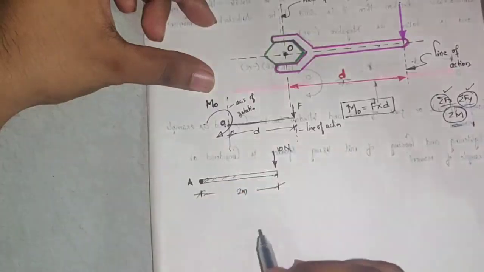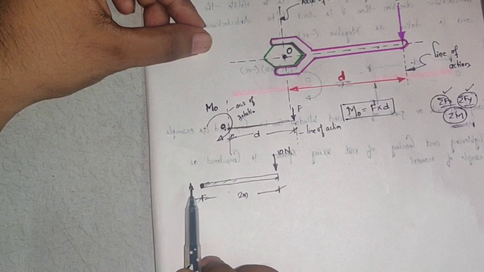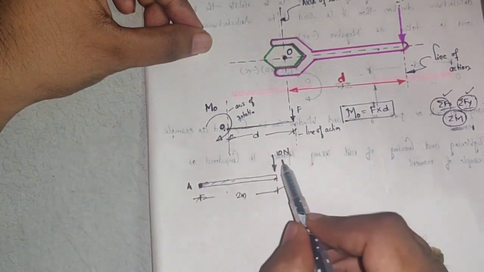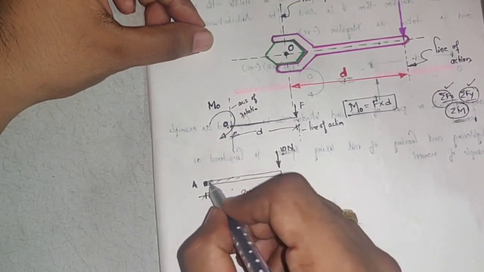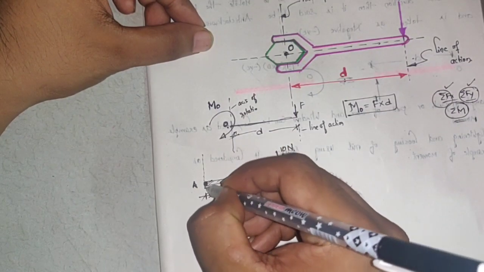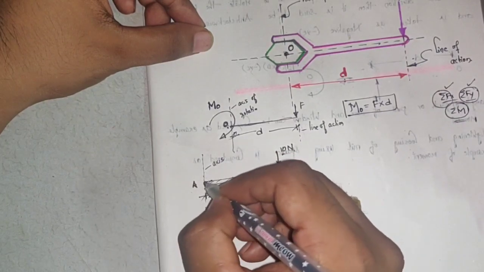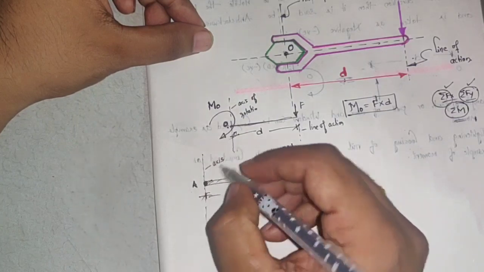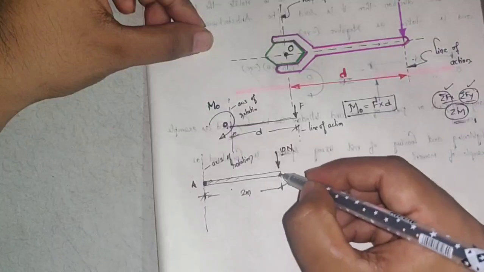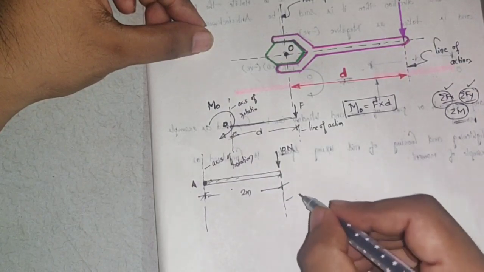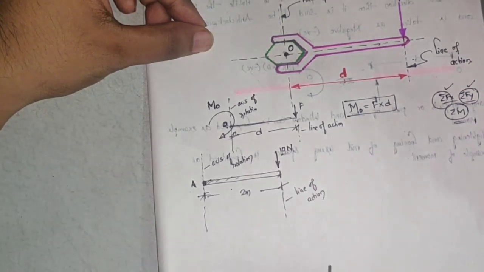Now if I want to know what is the rotational effect on this body about point A because of this force of 10 Newton, how will I calculate? To know the rotational effect at point A, I'll draw the axis of rotation here. Because we are calculating moment or rotational effect about point A, this point turns out to be the axis of rotation. Then the line that is in line with this force is called the line of action.